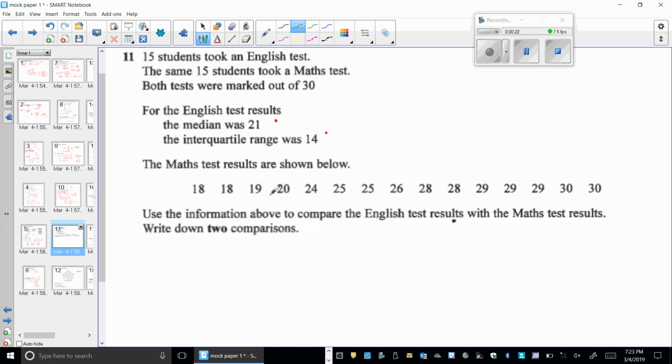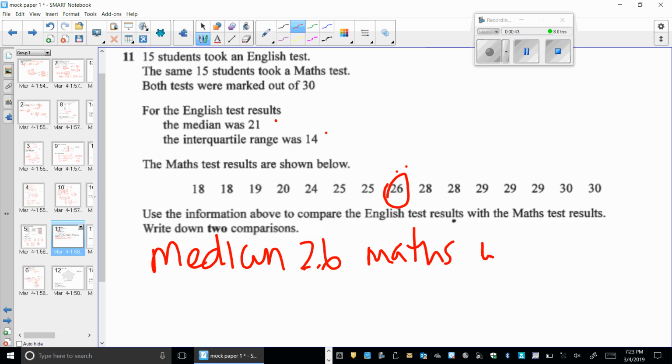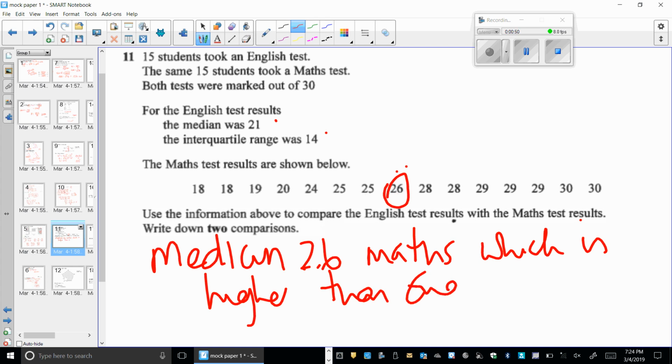So 1, 2, 3, 4, 5, 6, 7, 8, 9, 10, 11, 12, 13, 14, 15. So it will be at the 8th piece of data. 1, 2, 3, 4, 5, 6, 7, 8. So that is our median. So median 26 for maths, which is higher than English. So we've compared them there.